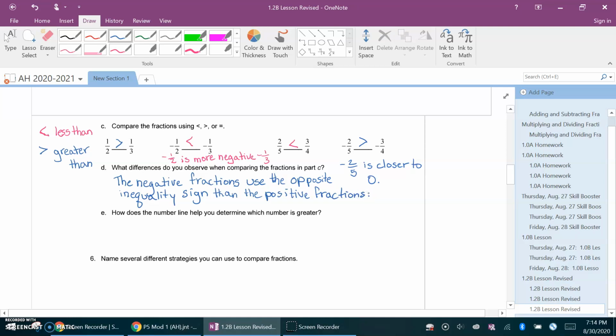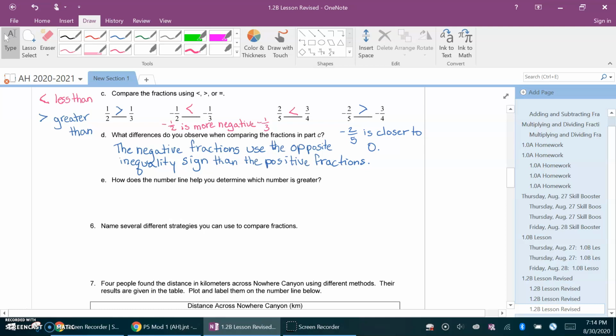Okay, so looking at E, it says, how does the number line help you determine which number is greater? And so we want to think about direction. Our negatives are to the left of 0 and our positives are to the right. But the pattern holds the entire time. So the numbers furthest to the right are the larger numbers.